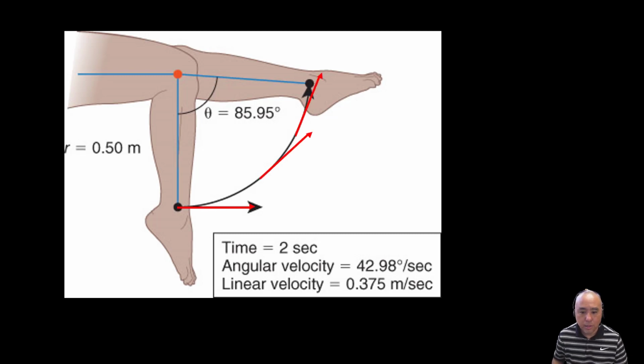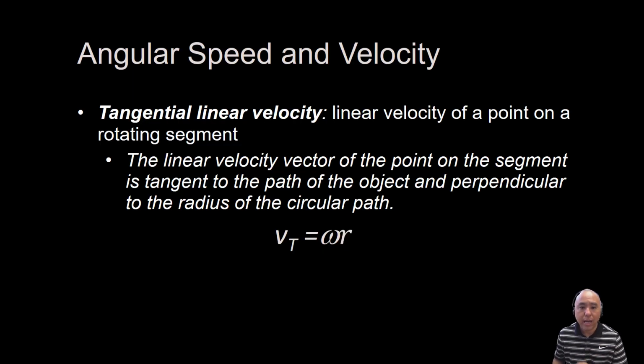Now, what I just mentioned here is what's known as the tangential linear velocity, which is the linear velocity at that point that's tangent to that circle. And it can be calculated using this really simple equation here, where the tangential linear velocity, again, is a point on the rotating segment, is equal to the product of the angular velocity and the radius.